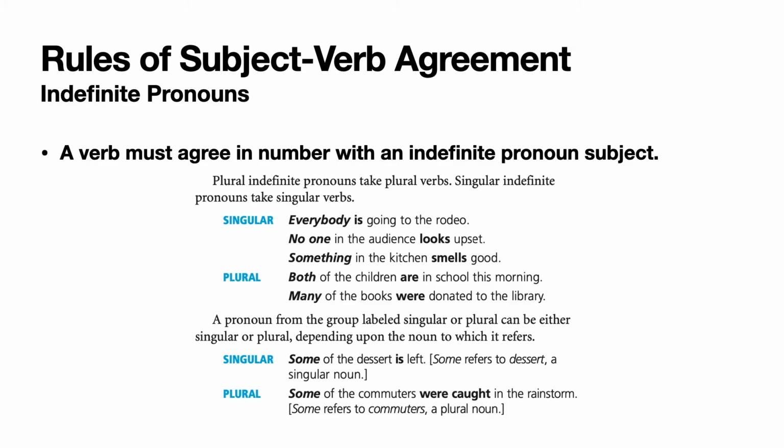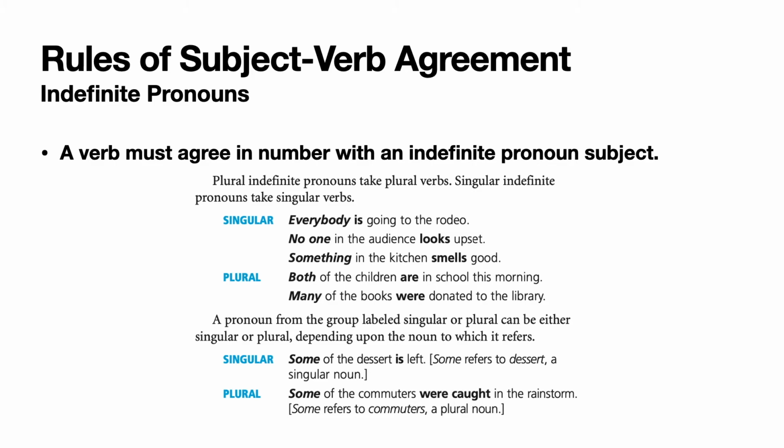In here, we have an indefinite pronoun. Some can be used in a singular or plural form, and the way to determine what form it is, is to look at the object of the preposition or the noun to which it refers. And dessert is singular, so we use a singular verb.